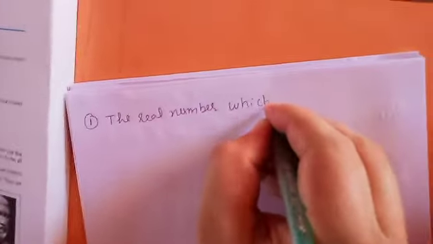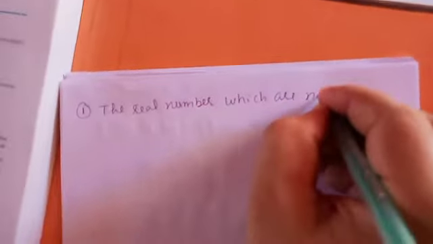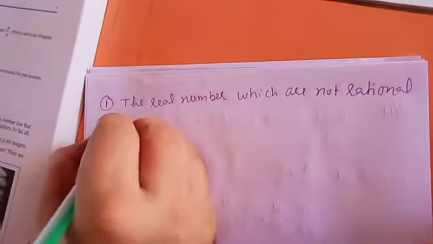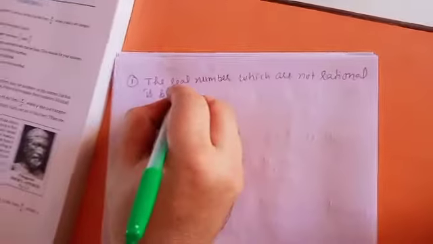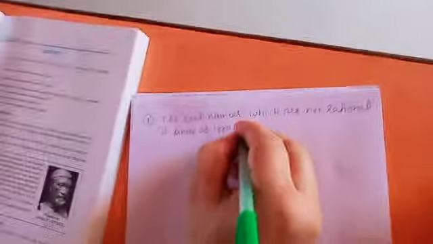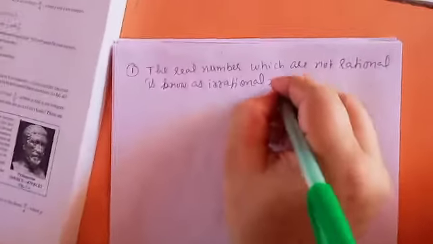One definition is this: the real numbers which are not rational are known as irrational numbers.